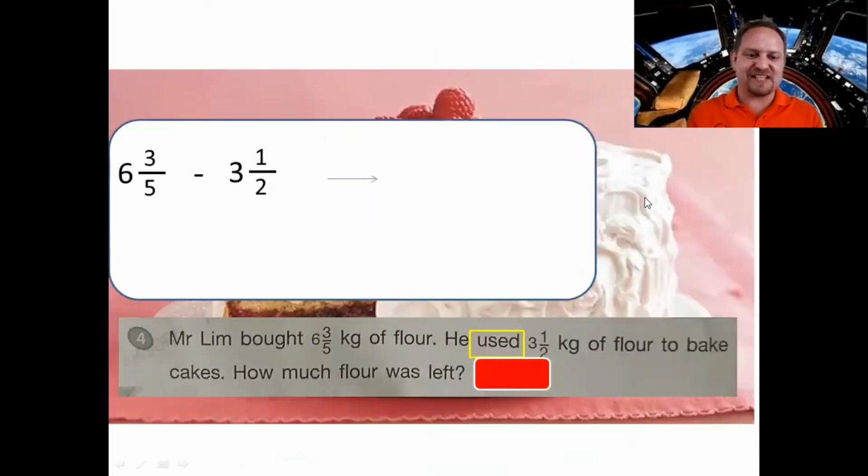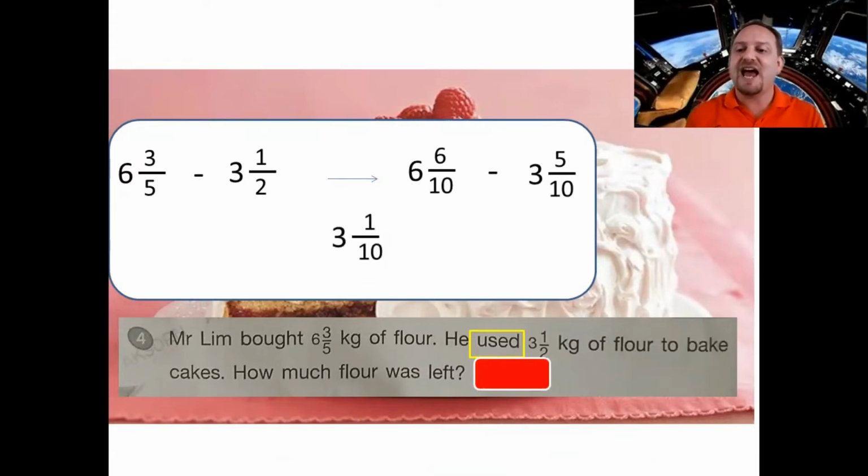Question 4. It said Mr. Lim bought 6 and 3 over 5 kilograms of flour. He used 3 and 1 over 2 kilograms of flour to bake cakes. How much flour was left? Again, in the yellow box, the word used is our key word. That means to take away, subtract. So we did 6 and 3 over 5, subtract 3 and 1 over 2. We changed our denominator to 10. So now we have 6 and 6 over 10 minus 3 and 5 over 10, which would give us a total of 3 and 1 over 10 kilograms. Okay, excellent. Well done if you got all of those correct.